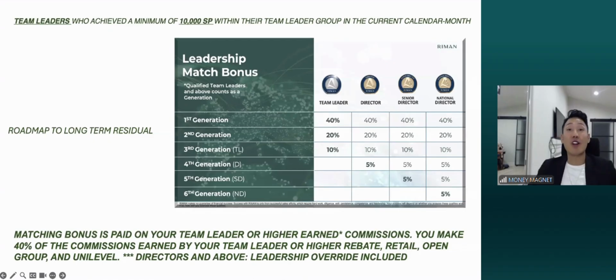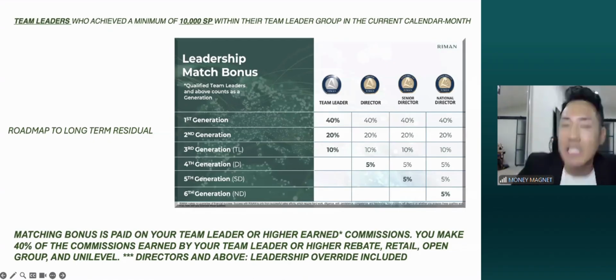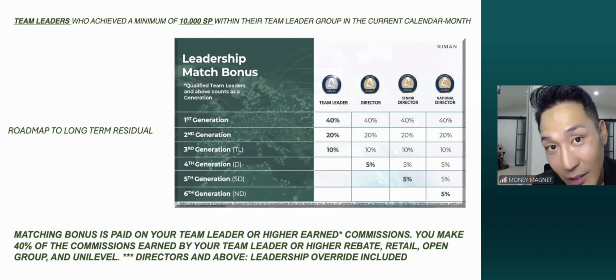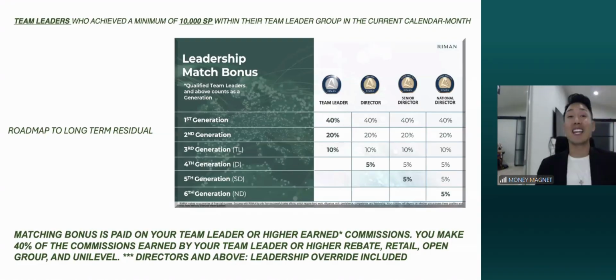I could say without a shadow of a doubt, for every national director in this company, the leadership match bonus is the biggest portion of a leader's check. This thing is out of control.